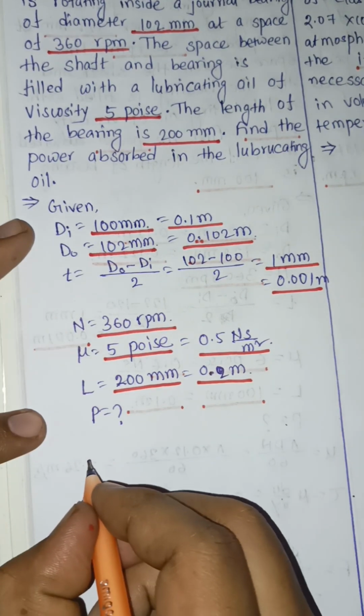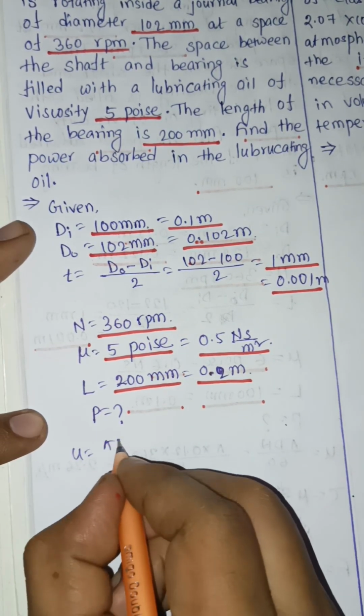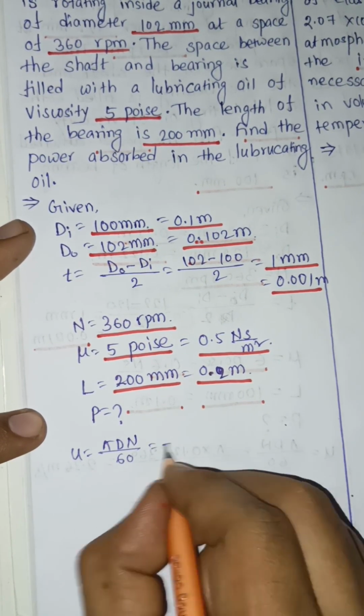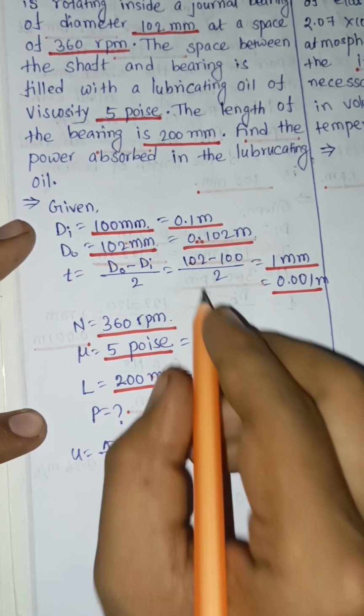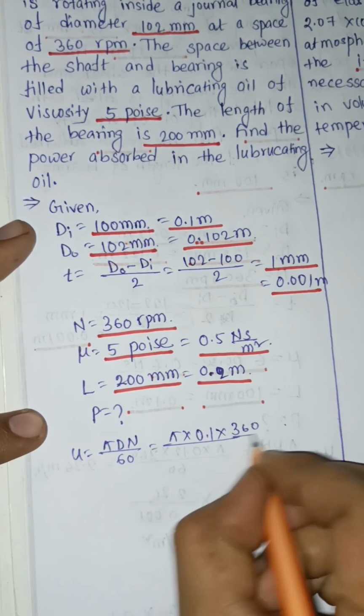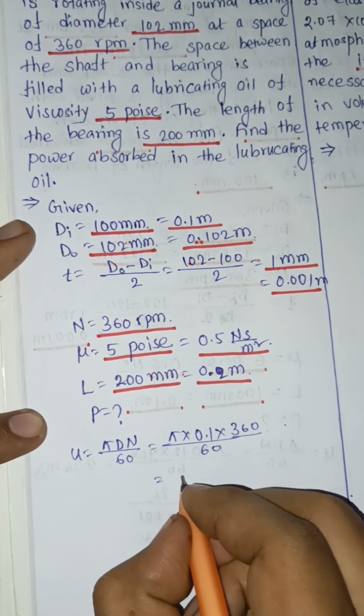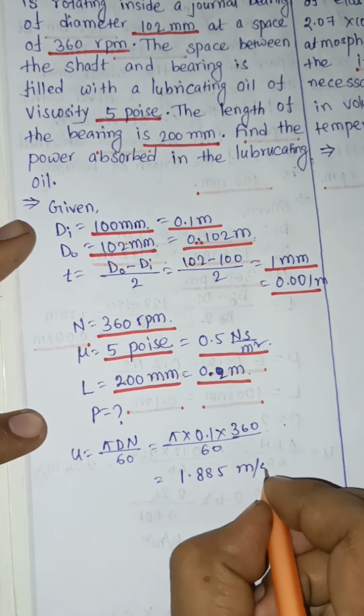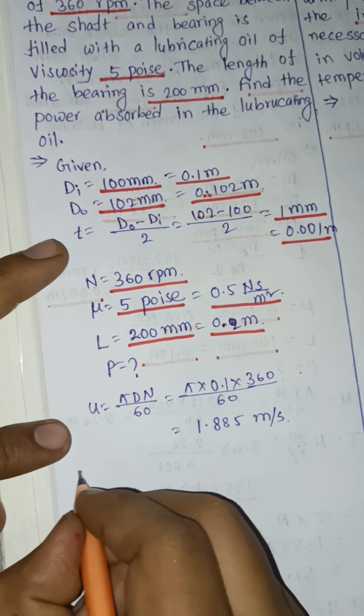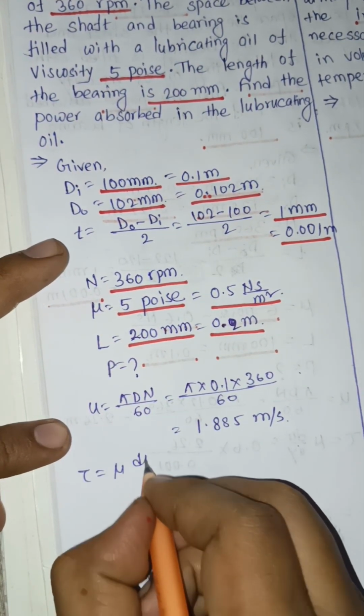So first you have to find out the value of u that is equal to pi dn divided by 60. So pi into d, that is 0.1, which is given in this question, into n, that is 360 divided by 60. So from here you can get the value of u, that is 1.885 meter per second. Now if you want to calculate the shear stress tau from Newton's law of viscosity, that will be mu into du by dy.